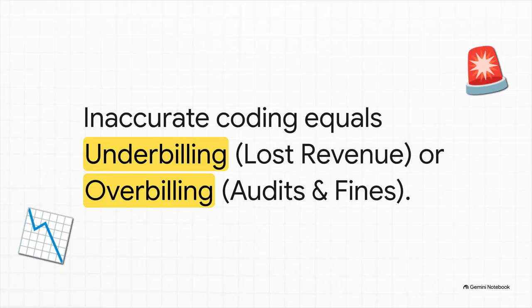The overarching problem we're trying to solve here is crystal clear. Inaccurate coding is a massive double-edged sword. Underbilling silently bleeds your revenue. I mean, you did the work, but you just didn't get paid for it. But overbilling actively alerts agencies like the Office of Inspector General and CMS. It invites heavy fines, massive paybacks, and even legal action under the False Claims Act.